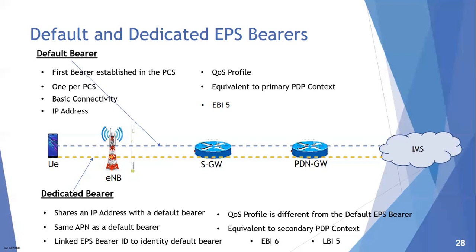So it will have an EPS bearer ID. One will have number 5, let's say for the default bearer, and the other will have EPS bearer ID number 6, for example.